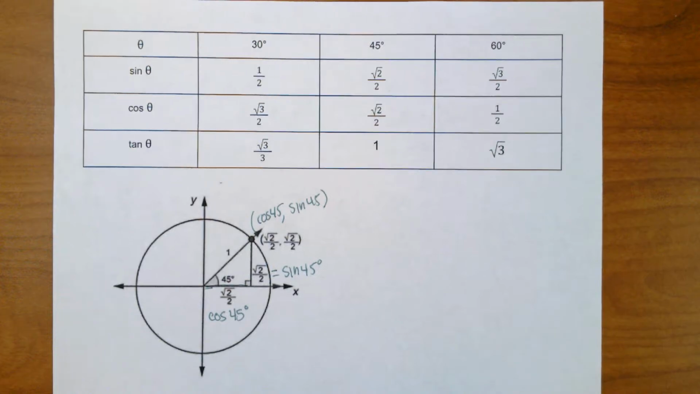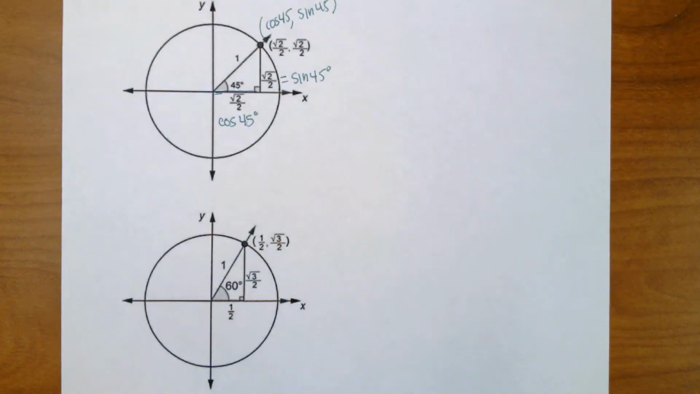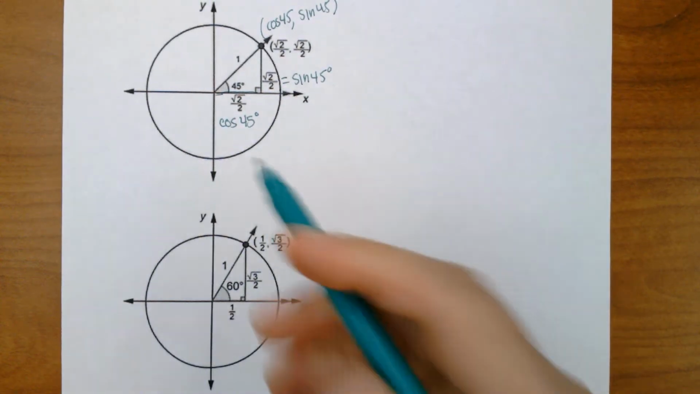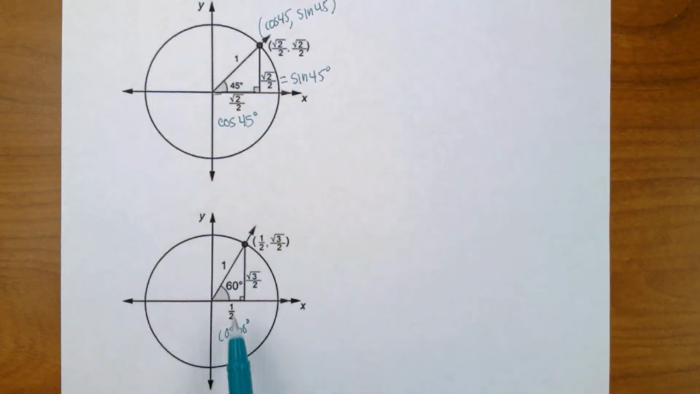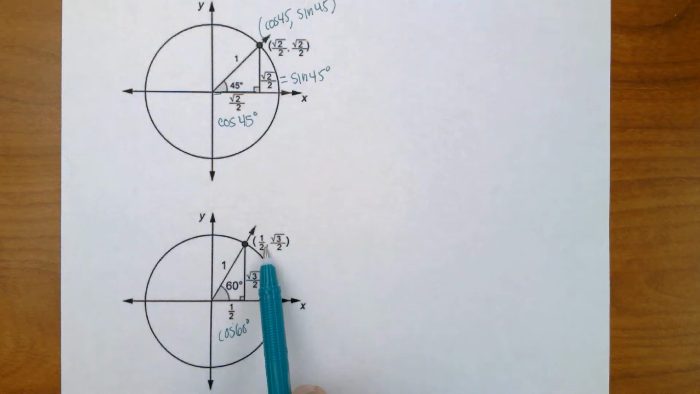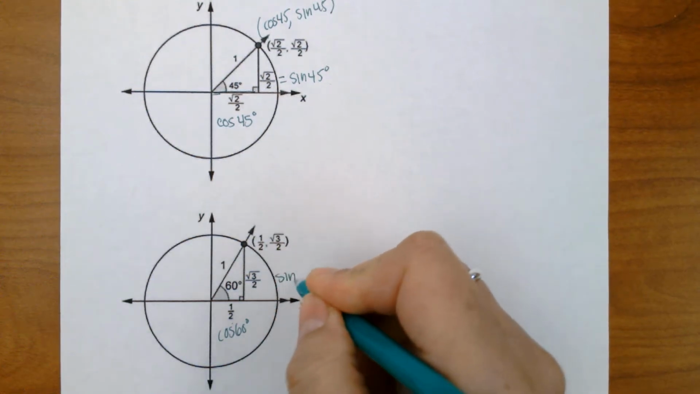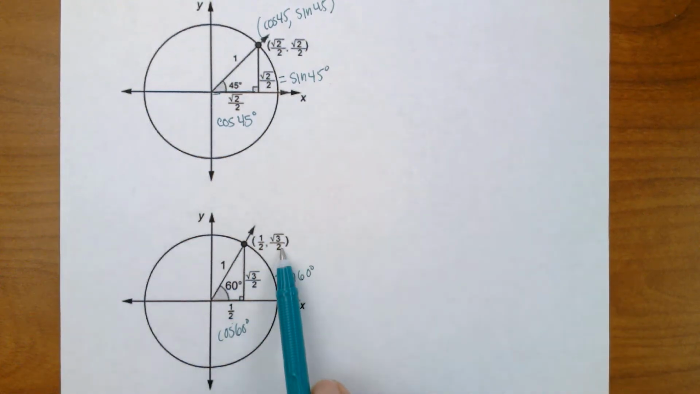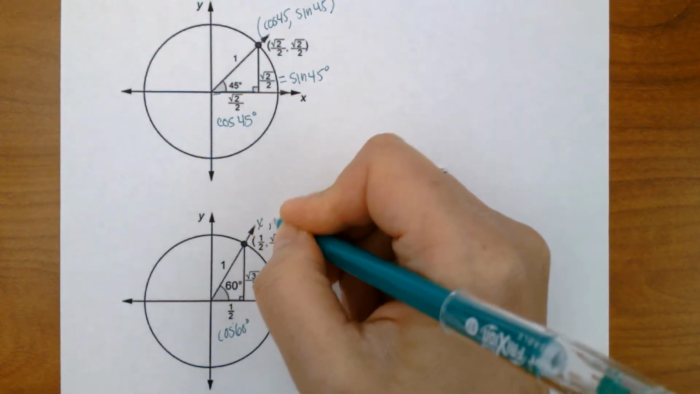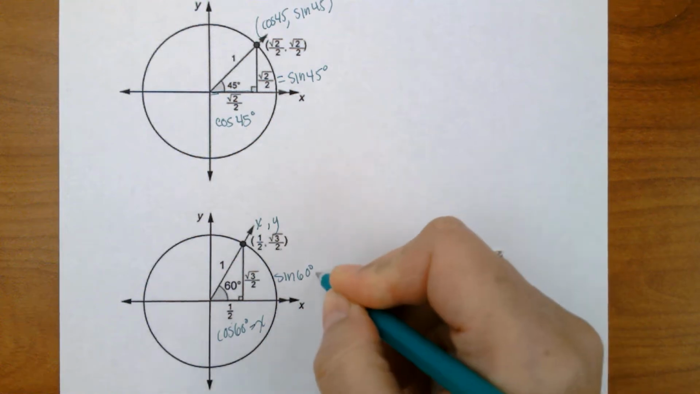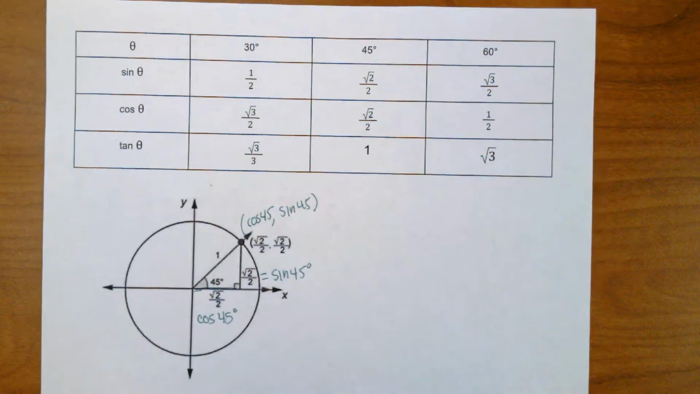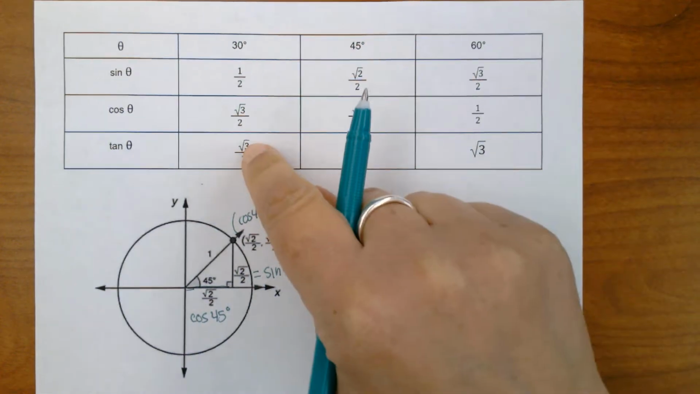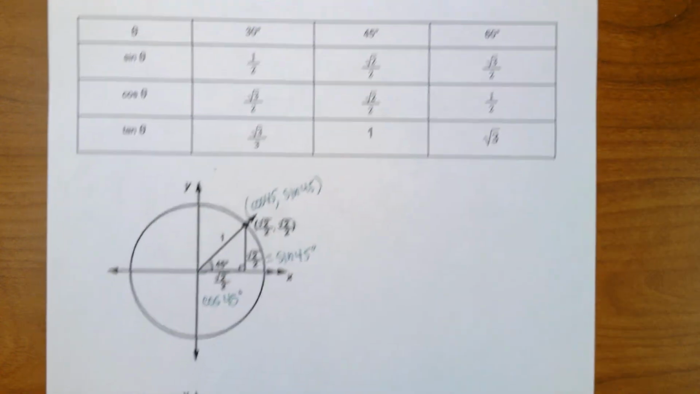Okay, how about 60? So we have 60 degrees. We have to find cosine of 60 degrees. What is that? That's 1/2. That becomes our x value. Okay, sine of 60 degrees is the square root of 3 over 2. That becomes our y value. Remember, cosine goes with x and sine goes with y. And it all comes back to this pattern of our special right triangles.